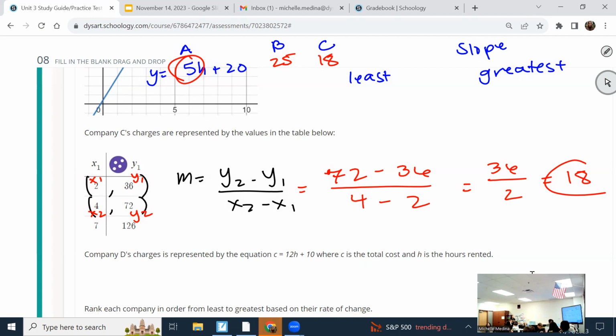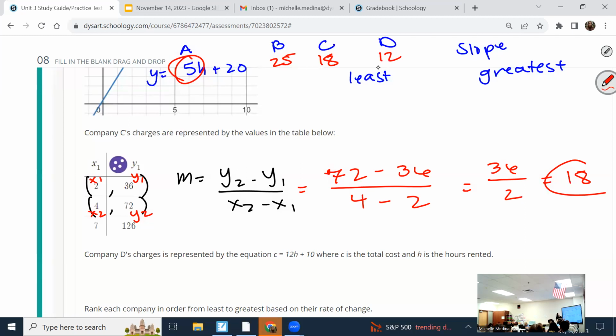And then company D, that one gave you an equation. C equals 12H plus 10. Which one is my slope? The 12 or the 10? Good. So slope is usually in front of the X or in front of the variable. Definitely not the constant. The constant's your y-intercept. So let's see. Now we're ranking them from least to greatest.